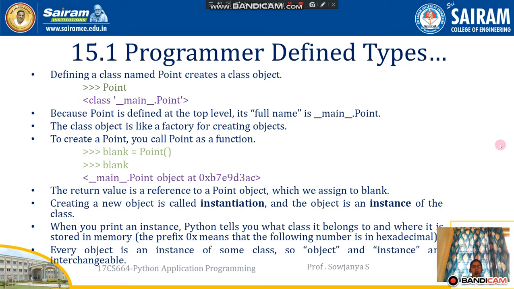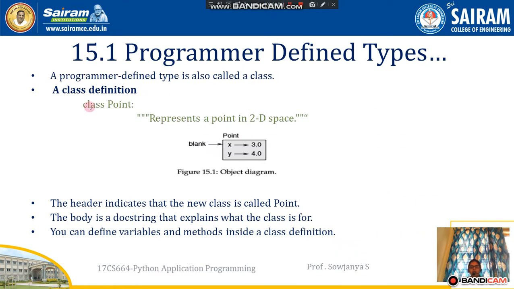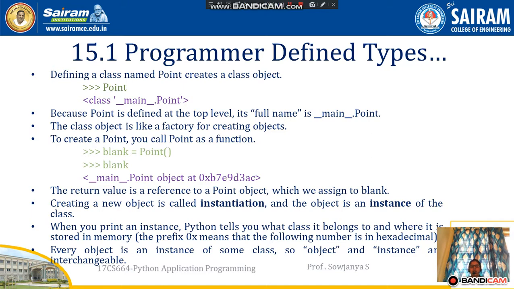So defining a class named Point creates a class object. Once you have defined Point, what happens? It will create a class object. How will you verify that the class object is created? When you execute this, just print Point, and it will show you class __main__.Point. Okay, that is how it creates the class object. Since Point is defined at the top level, its full name is __main__.Point.